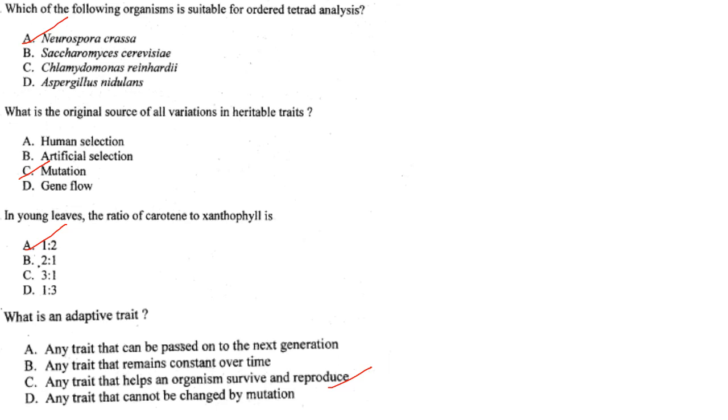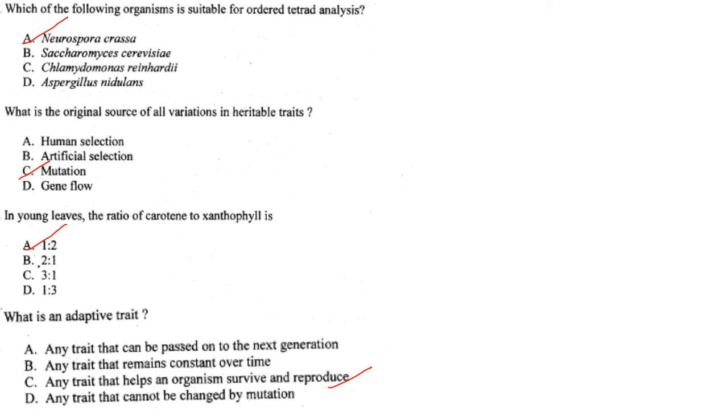What is the original source of all variations in heritable traits? So mutations are the original source of genetic variation. A mutation is a permanent alteration to a DNA sequence. Answer is option C.